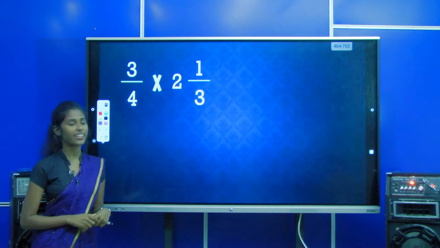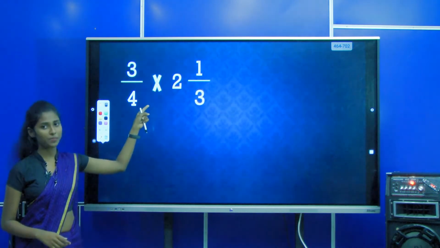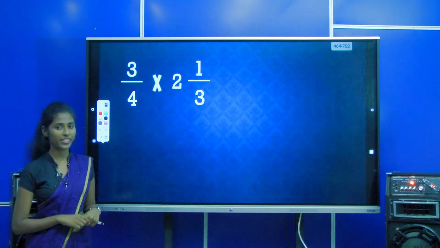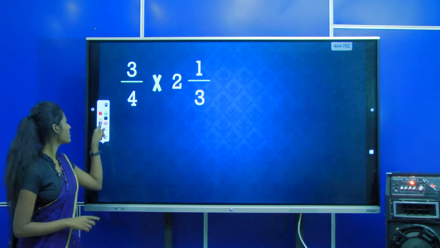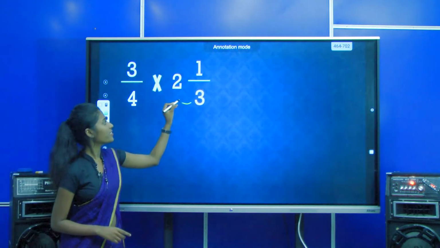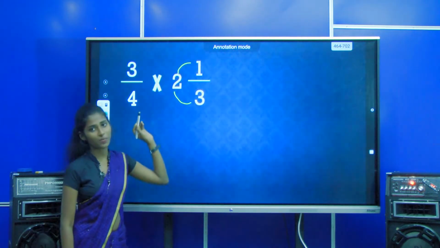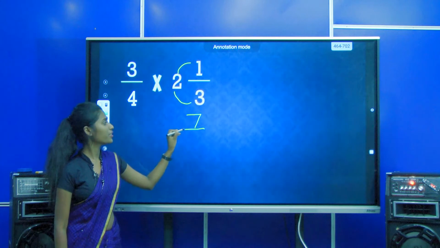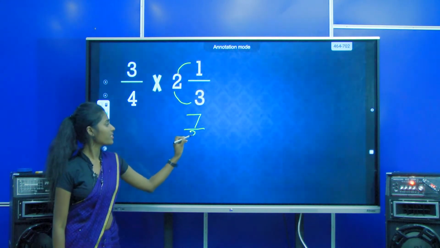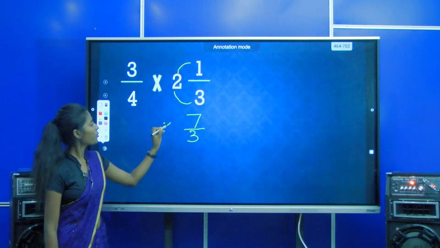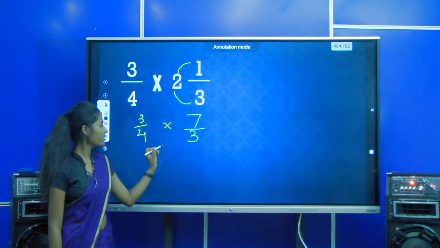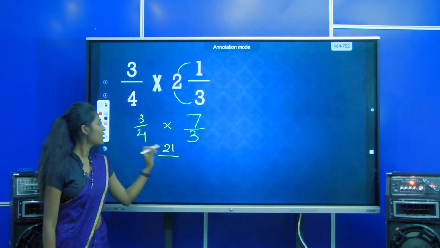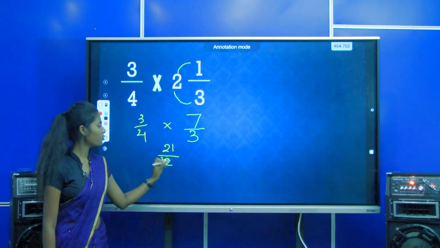Okay, let's do some examples. Here are the examples. 3 over 4 multiplied by 2 and 1 over 3. First you have to convert this mixed number into an improper fraction. Let's convert. 3 times 2, 6. 6 plus 1, 7. 7 is the numerator and 3 won't change, 3 is the denominator. And you have to multiply this fraction by this answer. 3 times 7, 21. 4 times 3, 12.